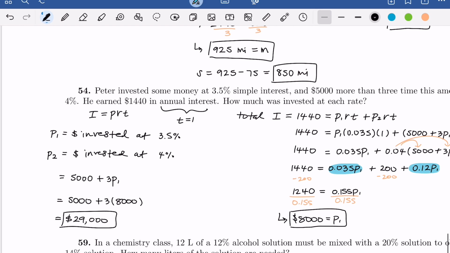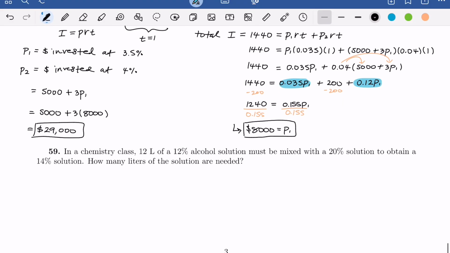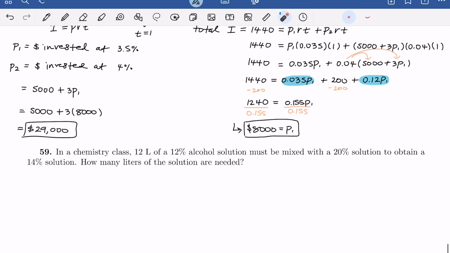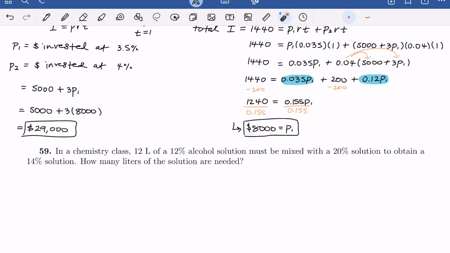All right. Now let's move on to our last question in this video here. So we're told that in a chemistry class, 12 liters of a 12% alcohol solution must be mixed with a 20% solution to obtain a 14% solution. So with this information, how many liters of the solution are needed?